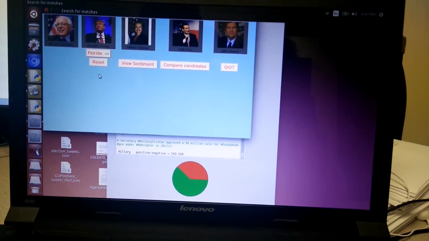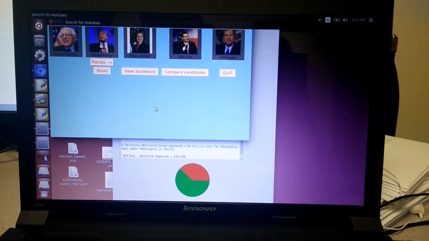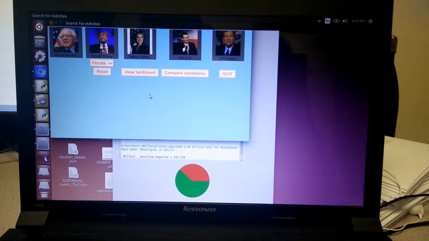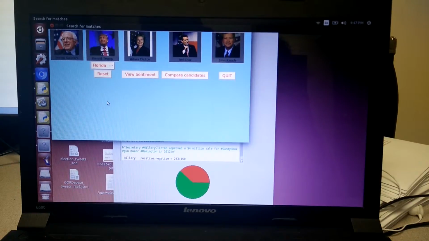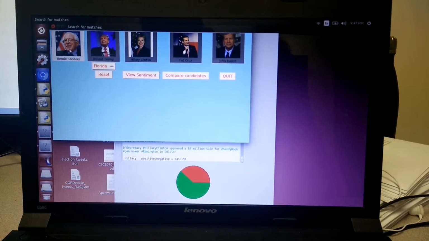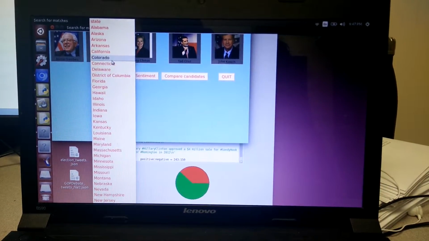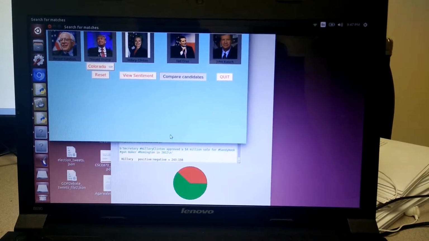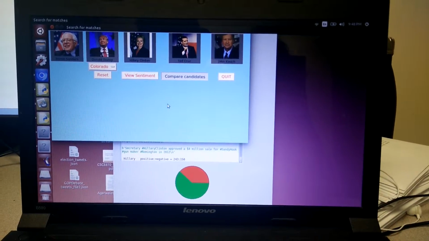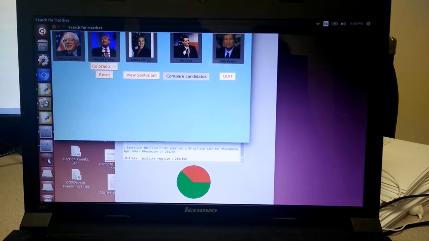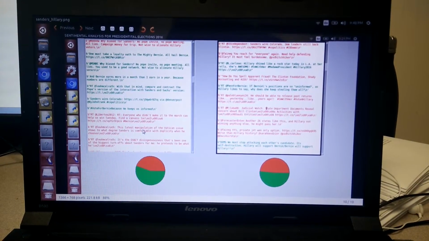Now let's go and try to predict the sentiment towards the candidates and compare them. There's a way to do that. So let's reset it, select Bernie and Hillary, select the state, say Colorado, and compare the candidates. We have pre-stored the image for this because the classification will take some time. I'm going to pull that image, and yes, that's the image.